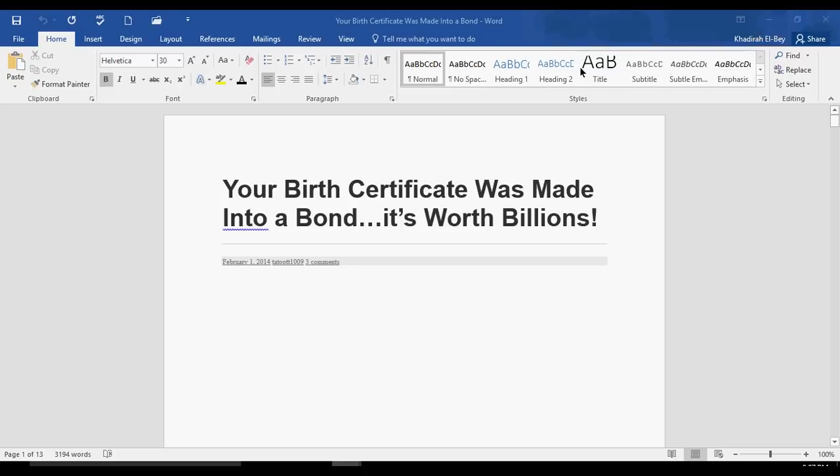All right? Now, the next thing, of course, is authenticating your birth certificate, as your birth certificate is still worth millions of dollars. That's what we're going to go over tonight, as well as also the executor letter, executrix letter. How the birth certificate was made into a bond is worth millions, billions of dollars.